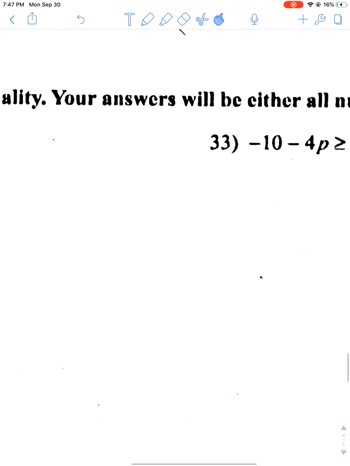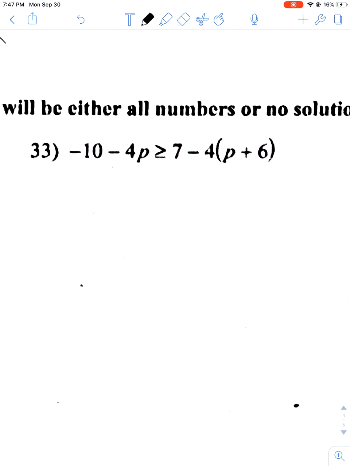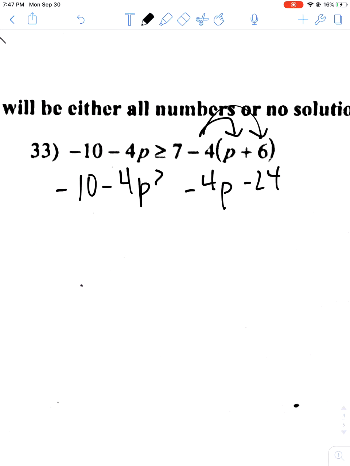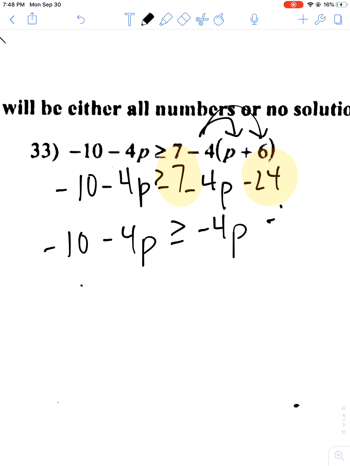And the last one we're going to look at, DC SAD MAP, this bad guy. Negative 4 times p is negative 4p. Negative 4 times 6 is negative 24. So I've got negative 10 minus 4p is greater than or equal to negative 4p minus 24. So combine your like terms. Now I've got negative 10 minus 4p is greater than or equal to negative 4p minus 17.